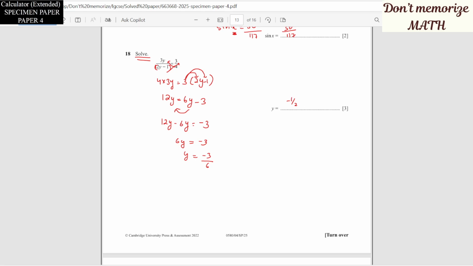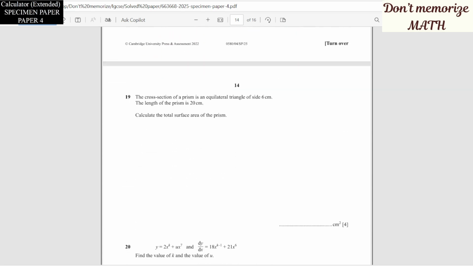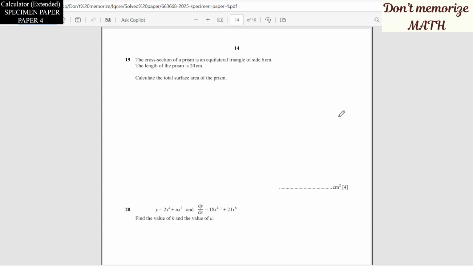Question number 18. Next, question number 19. The cross section of a prism is an equilateral triangle of side 6 centimeter. The length of the prism is 20 centimeter. Calculate the total surface area of the prism.